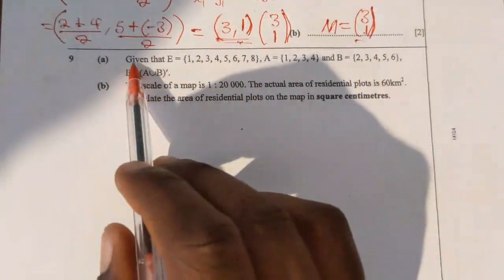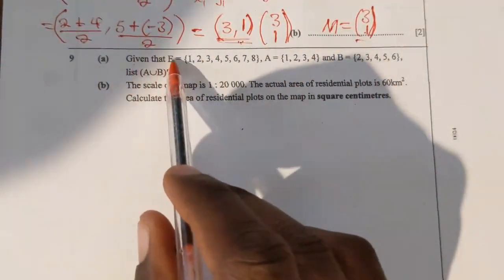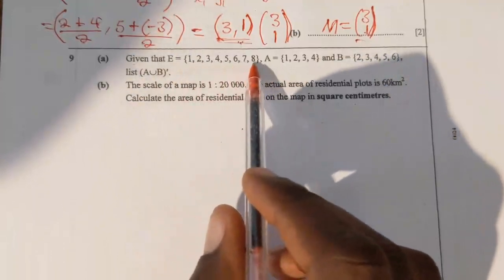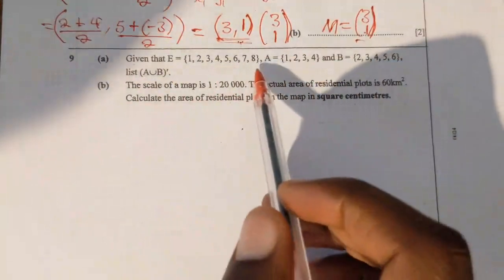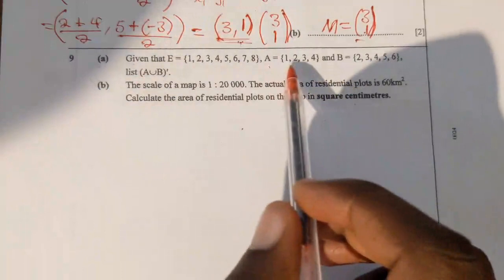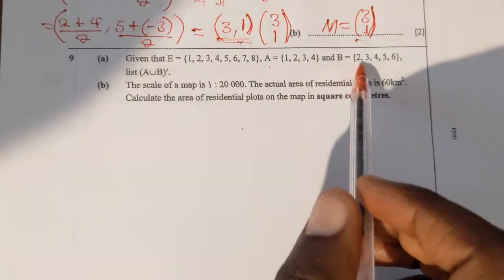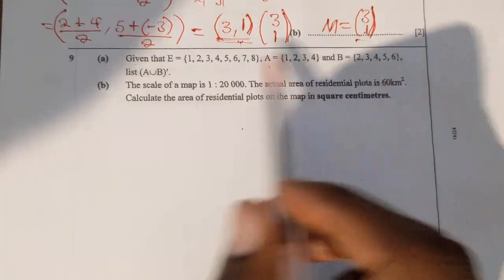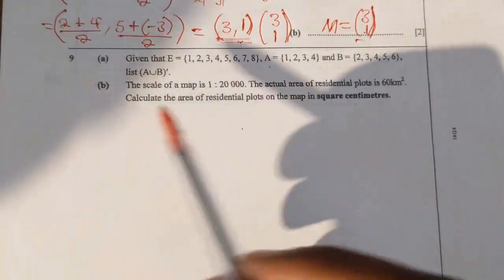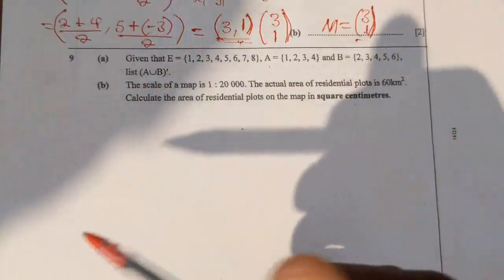Okay, so we have this question about sets, saying that given that E, which is the universal set, is 1, 2, 3, 4, 5, 6, 7, 8. So this is a universal set. And A is 1, 2, 3, 4. Then B is 2, 3, 4, 5, 6. List A union B complement.